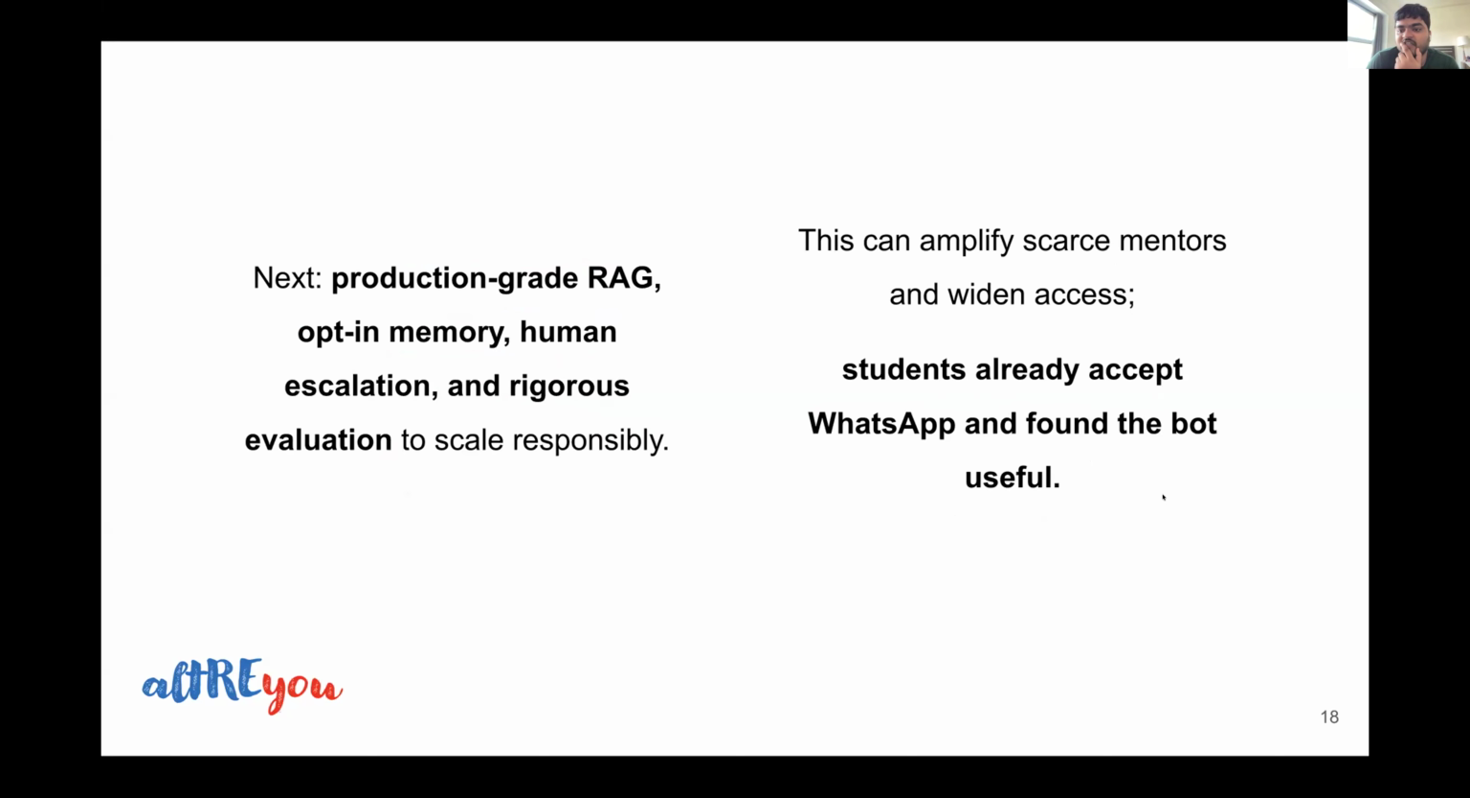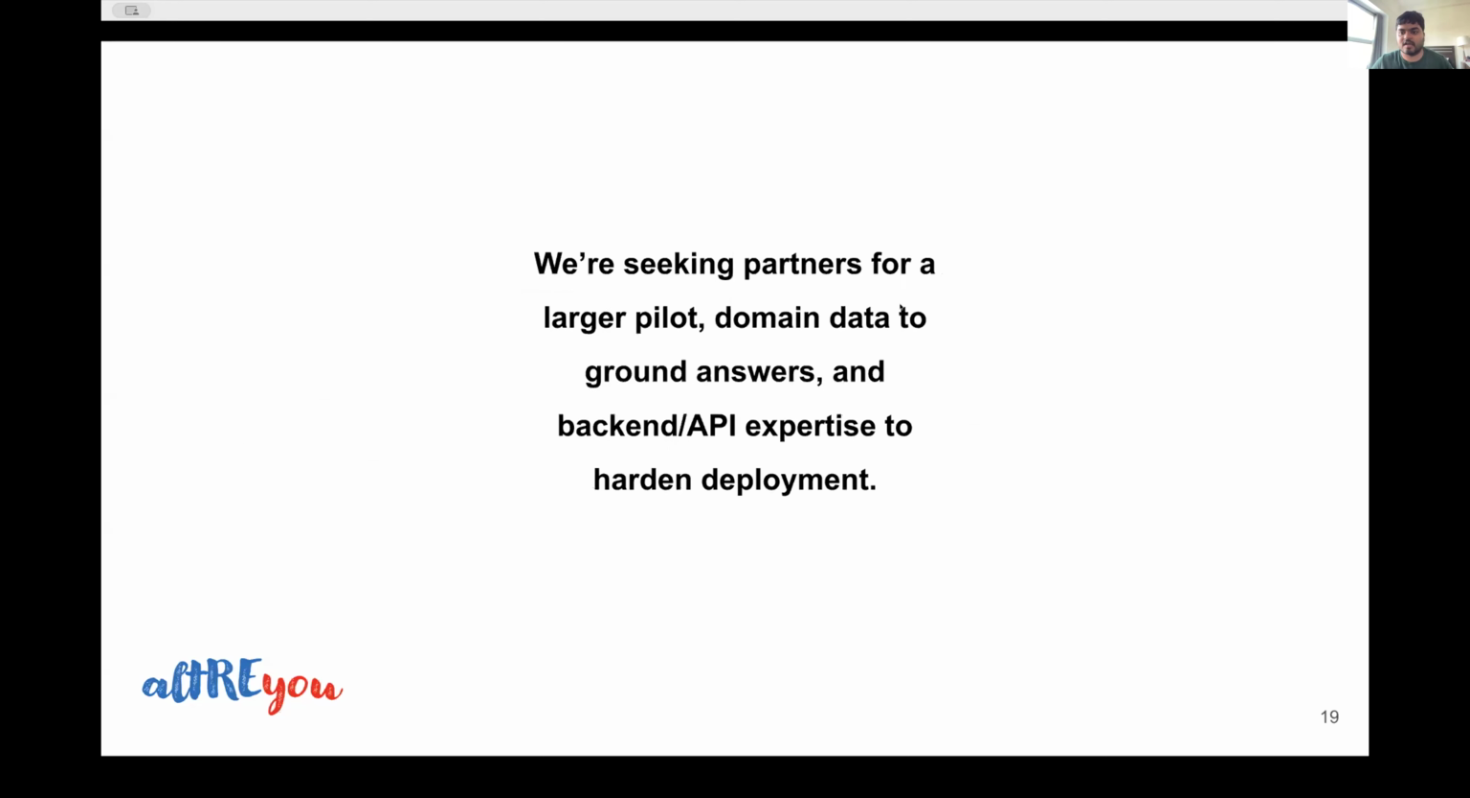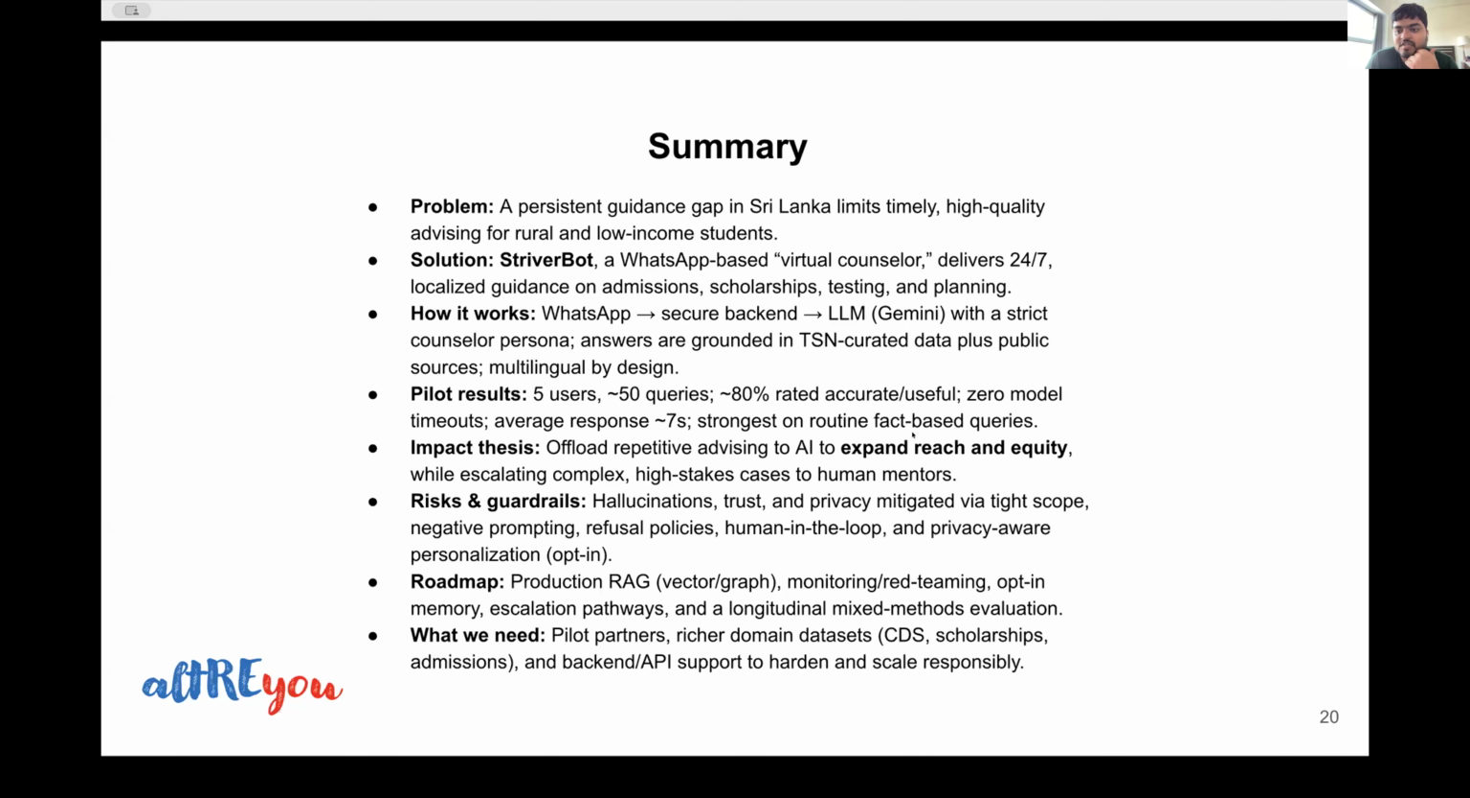And next up, we are hoping to include a production-grade RAG, opt-in memory, human escalation, and rigorous evaluation to scale responsibly. We hope to do more of an alpha test in the future. And we're seeking partners for a larger pilot, domain data to ground answers, and backend API expertise to harden deployment. For the summary, we're going to skip through that.